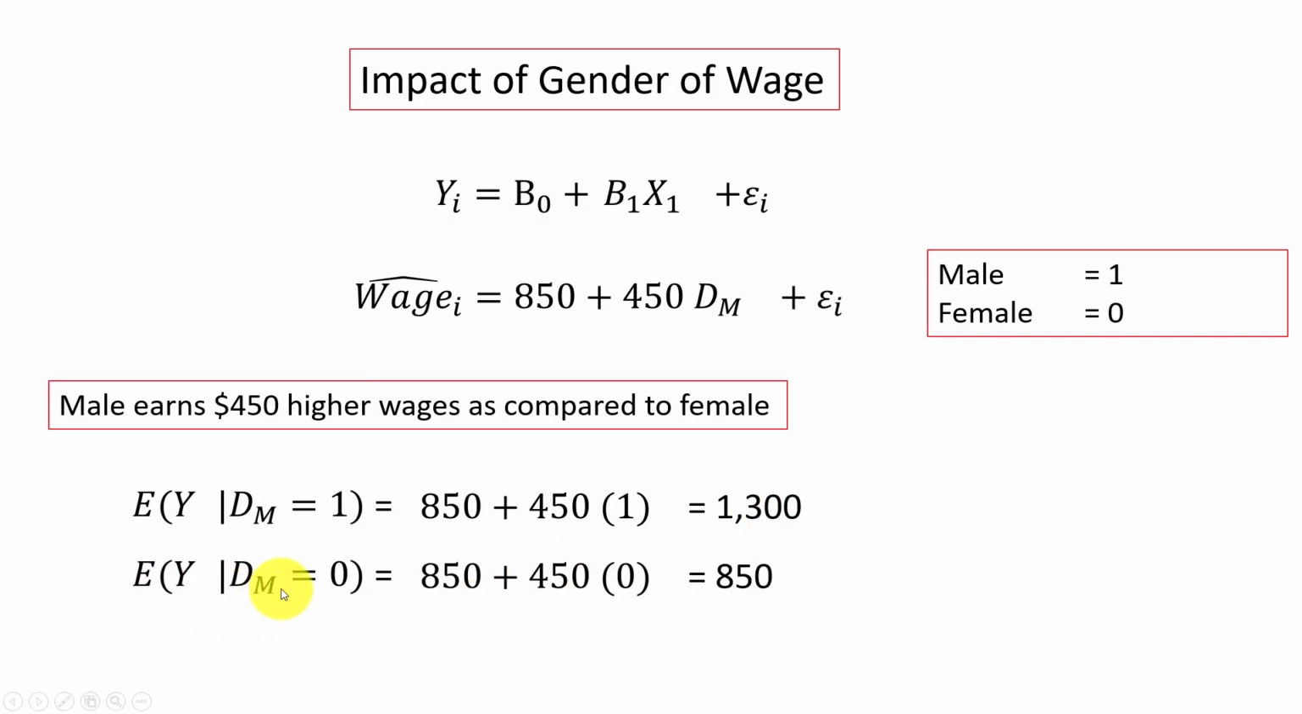And what is the predicted wage for female? We would say when dm is equal to 0, we mean that we are talking about female, the omitted category. So 850 plus 450 into 0, so 0 multiplied by 450 would be 0. So we are left with 850. That means the expected wages for female are 850, right? And the male's expected wages are $450 higher than female. And if we wanted to represent this graphically, we would use a histogram or a bar chart.